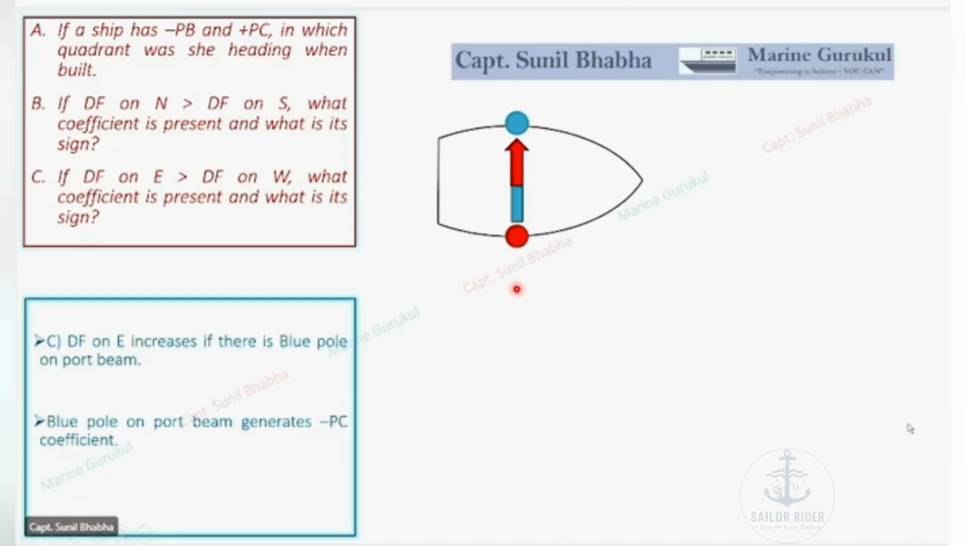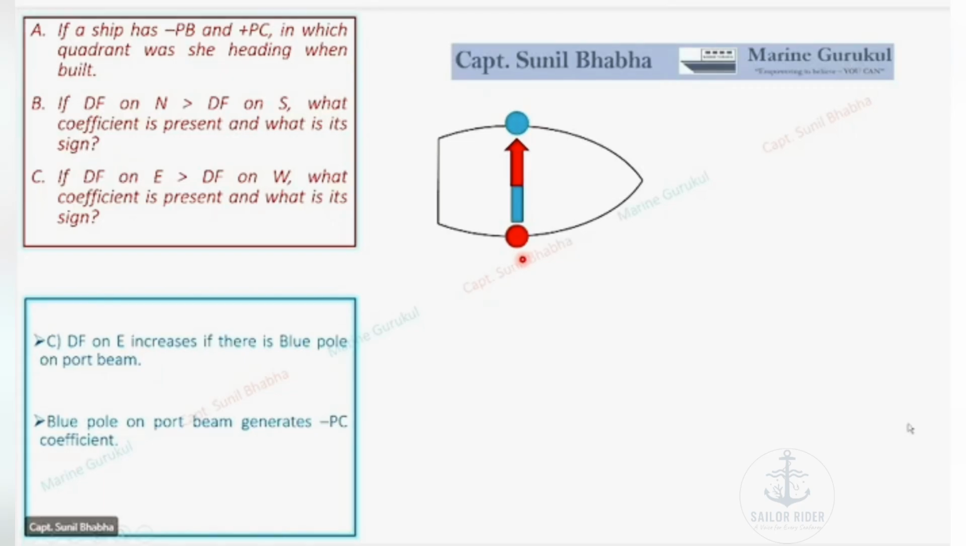Now, magnetism in the athwartship direction generates coefficient C. It is generated by coefficient C. So this ship has coefficient C, and this is permanent magnetism. So this is permanent C. Let us now try to find out whether this is positive or negative.